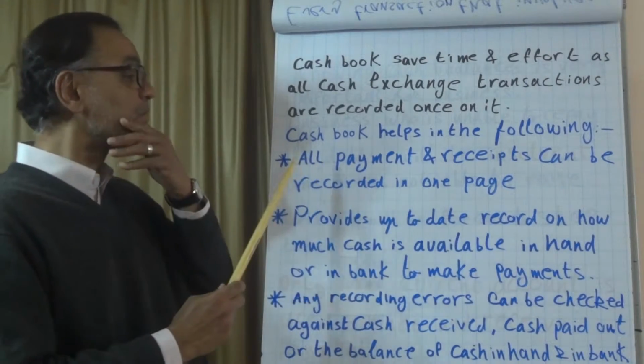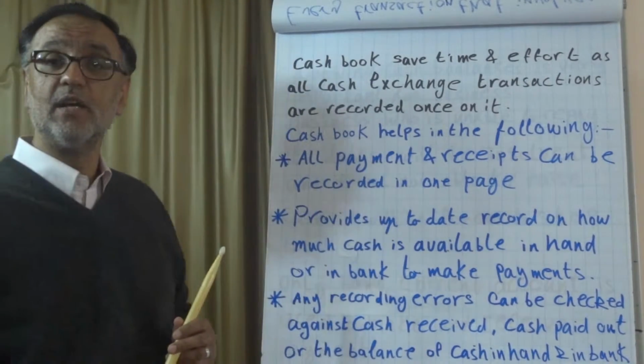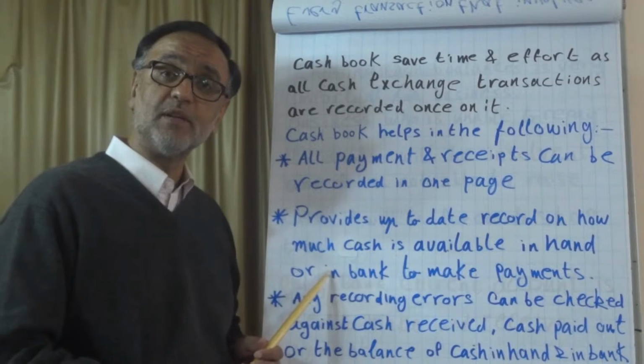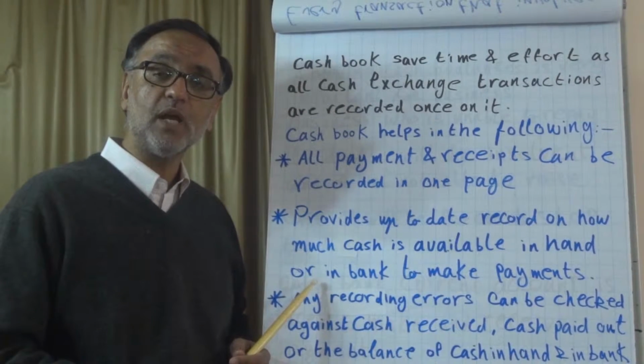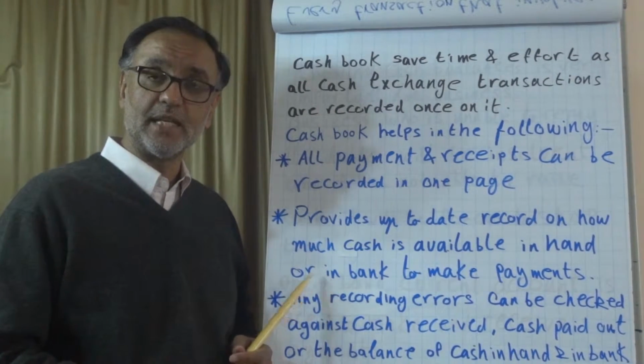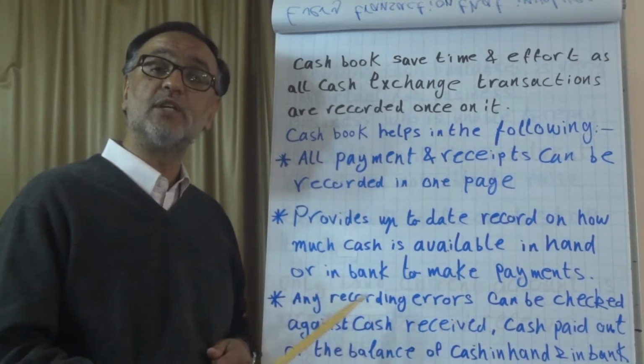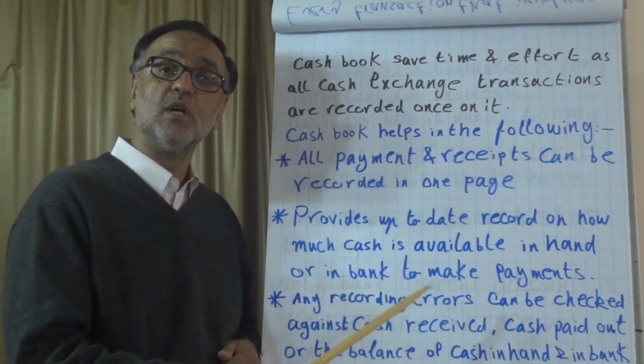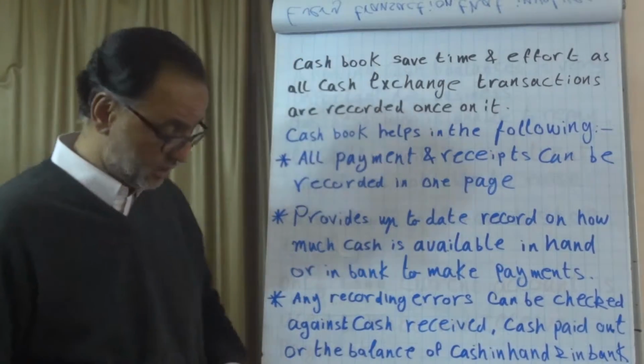The first one is that all payments and receipts can be recorded in one page. The second benefit is that we can track the balance at any time. The third one is that we can track errors either through payments or receipts or cash balances in hand or in bank.